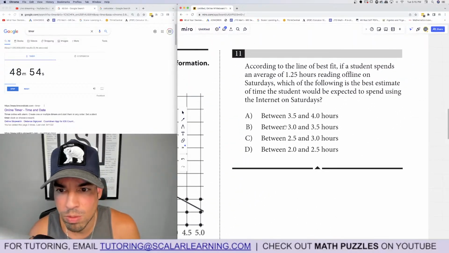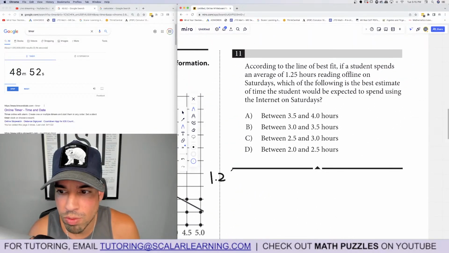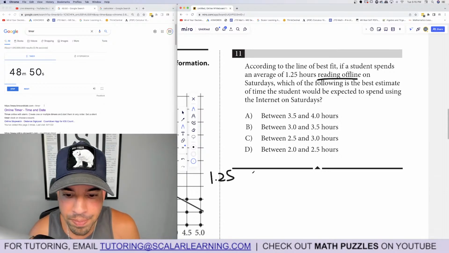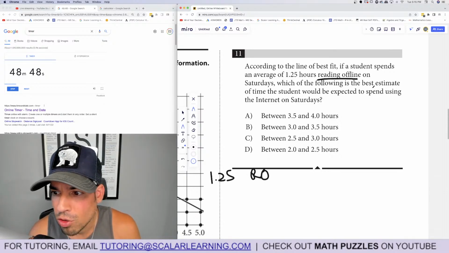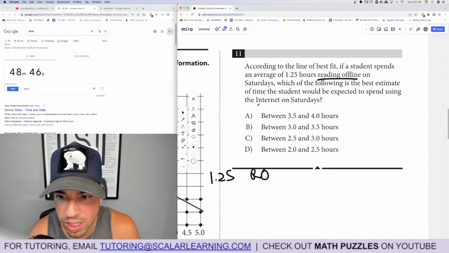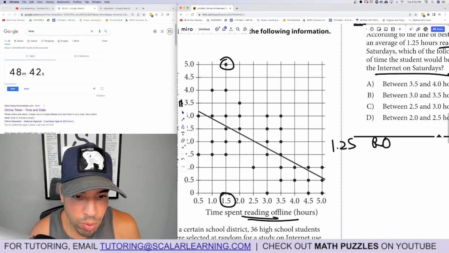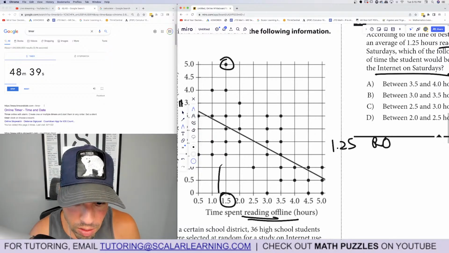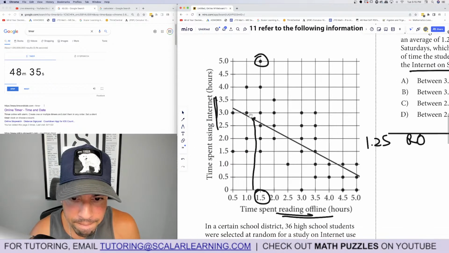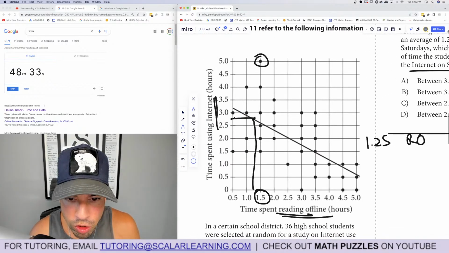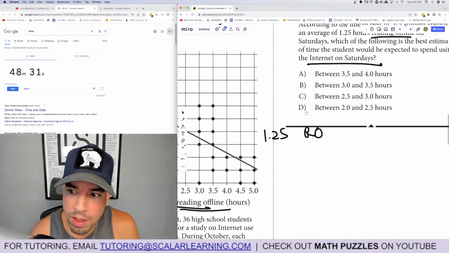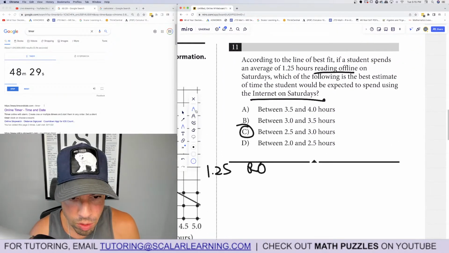According to the line of best fit, a student spends on average 1.25 hours reading offline. Estimate the time the student is expected to spend using the internet. Okay, so we've got 1.25 in here, and we want to know the internet estimate, which would be between 2.5 and 3. C is the winner, done.